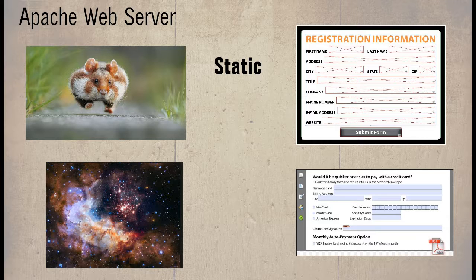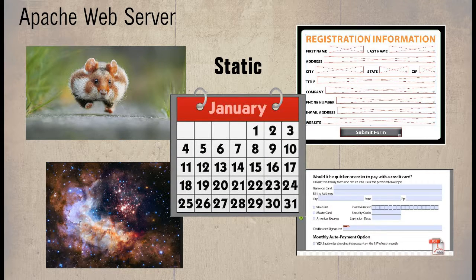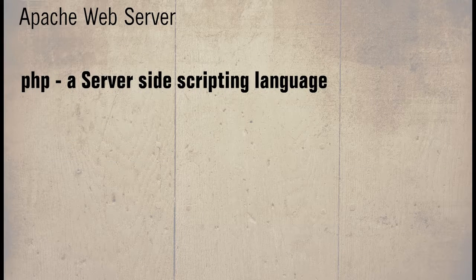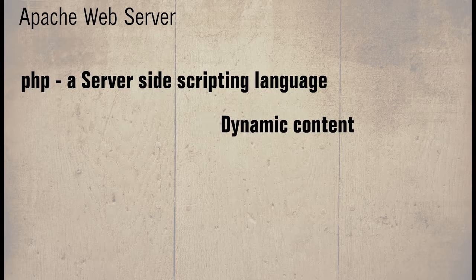For example, if we required our website to display the date, we would need to update it at midnight every night, otherwise the date would be incorrect. HTML has no way of knowing the date or time as it cannot directly communicate with the server. PHP is one of the many server-side scripting languages available that can be used to communicate with the server in order to display dynamic content.